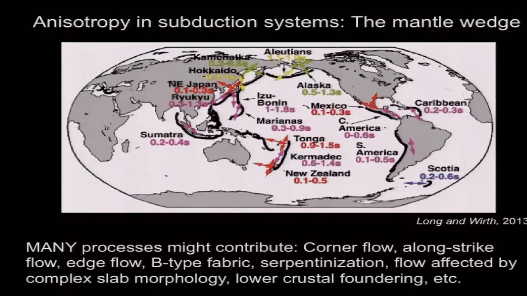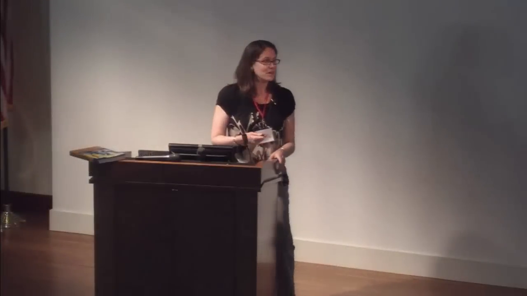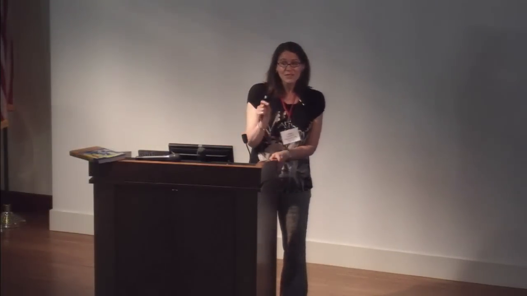And one of the main conclusions: in this study, we tried to compile shear wave splitting measurements from wedges worldwide and test some of these models. And we came to the conclusion that none of these models really explains the global data set very well, and a lot of these processes likely contribute. But what I want to leave you with is that I think it's very difficult to explain this global mantle wedge anisotropy data set without appealing to some significant component of along-strike flow in a lot of subduction systems.